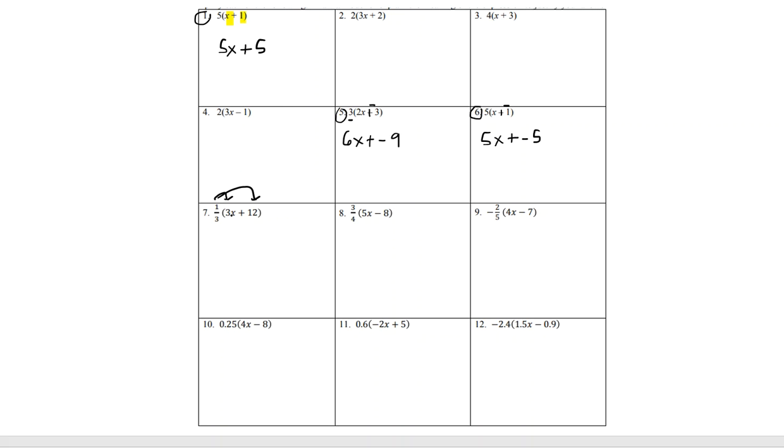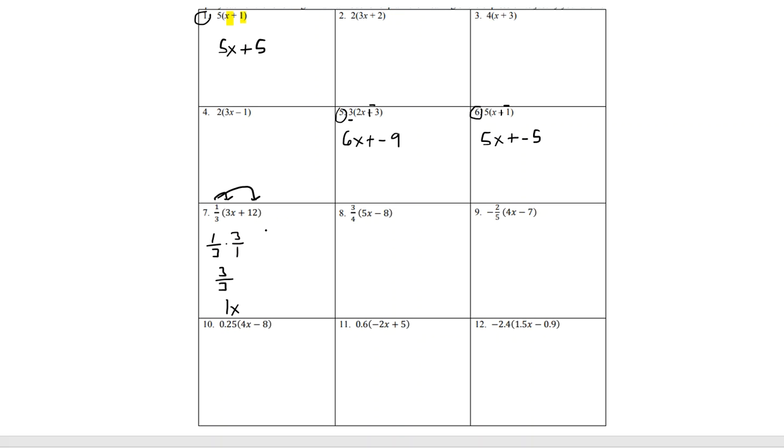1/3 times 3. So we take 1/3 and we multiply by 3. This is going to become 3 over 1. 1 times 3 is 3. 3 times 1 is 3. 3 divided by 3 is just a 1. So 1/3 times 3x becomes a 1x.